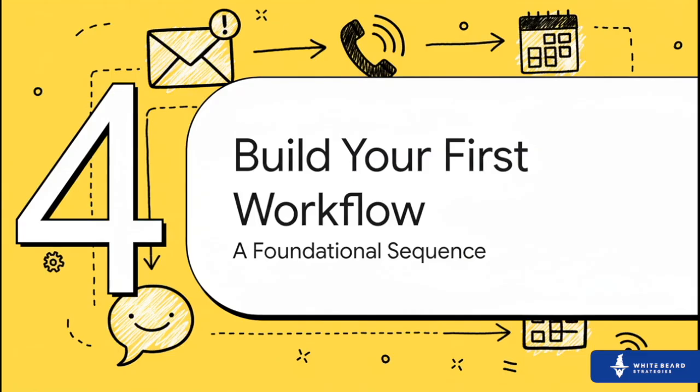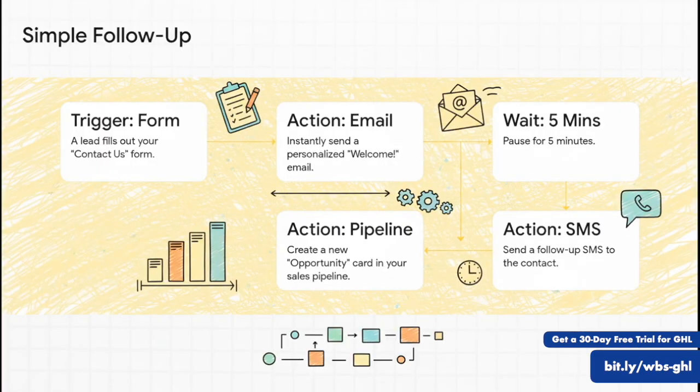Now, this is where it gets really interesting, putting it all together. Let's actually walk through building a simple but really foundational workflow that you can set up today. I promise, this one thing can make a huge impact on your business. Okay, let's break this down. First, the trigger. Someone fills out your contact form. The moment they hit submit, two things happen instantly. One, an automated welcome email goes out confirming you got their info. Two, an opportunity card is created in your sales pipeline so your team knows about the new lead right away.